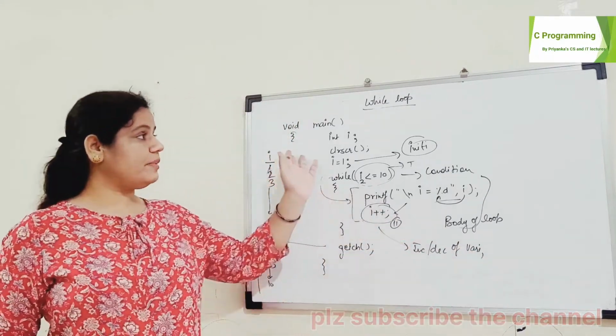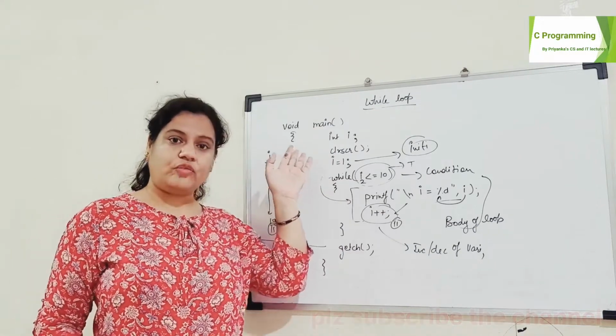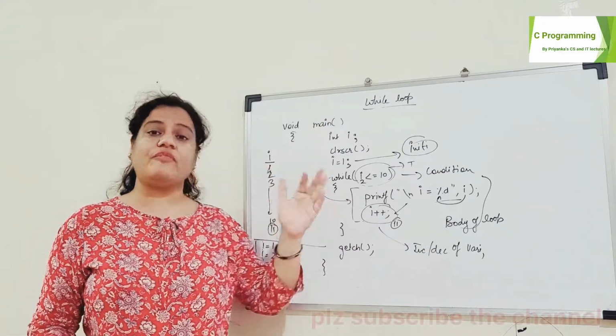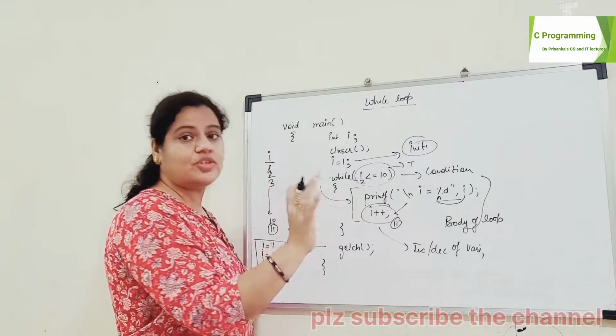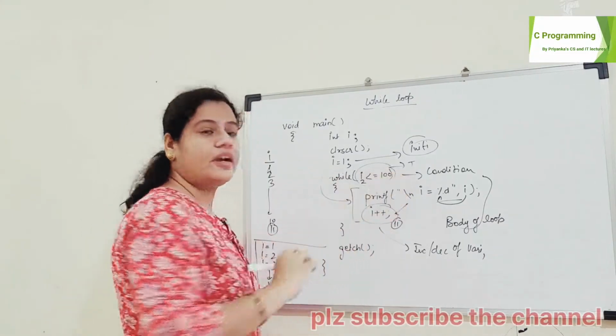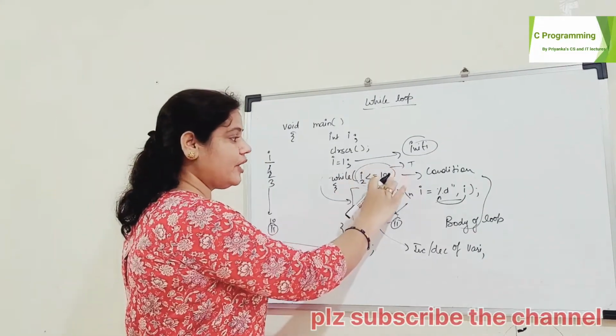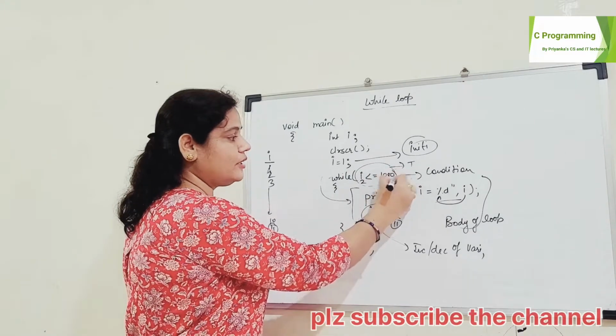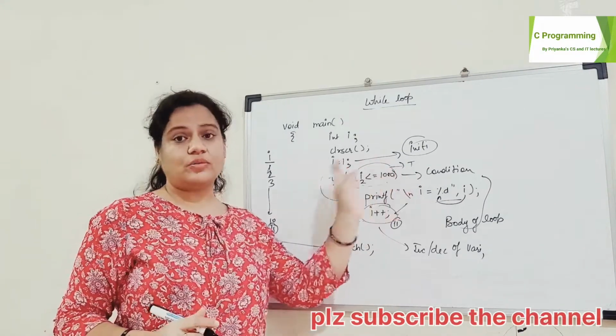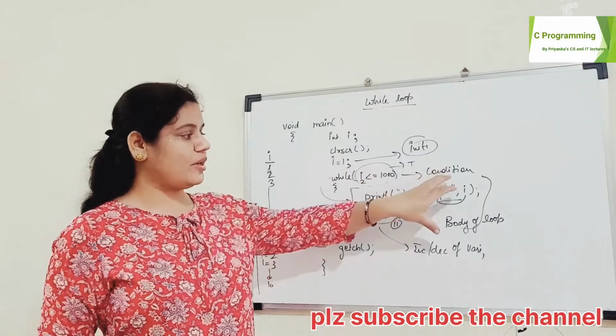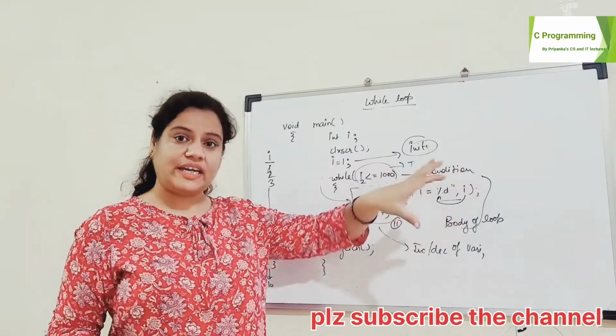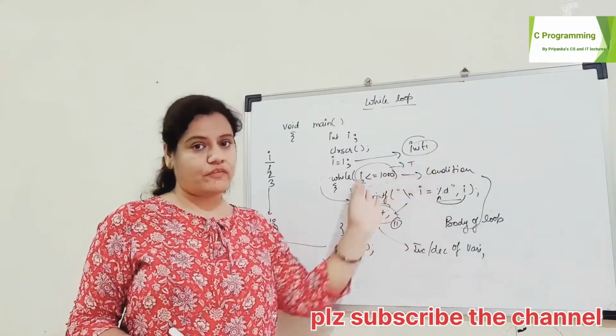This is a simple program to print the values from 1 to 10. If you want to print from 1 to 100, then nothing else you need to do here. You have to write what? 100. If you want to print the values from 1 to 1000, nothing else. You have to write what? 1000 only. There is no need to write these statements again and again. This is the advantage of the while loop.